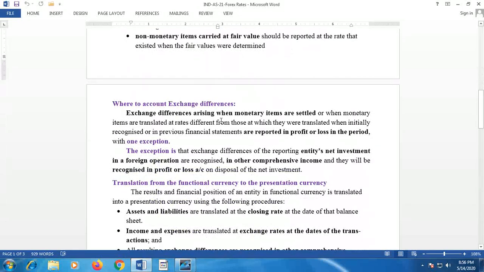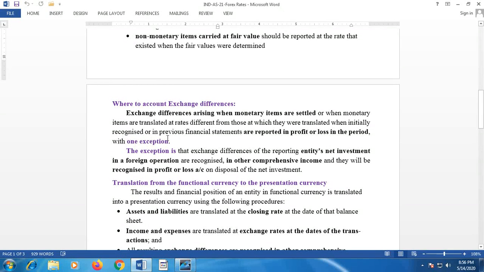Where to account exchange differences? Exchange differences arising when monetary items are settled or when monetary items are translated at rates different from those at which they were translated when initially recognized, or in previous financial statements, are reported in the profit or loss account in the period, with one exception. That means when monetary items are settled or when they are translated at different rates, naturally there would arise exchange differences.